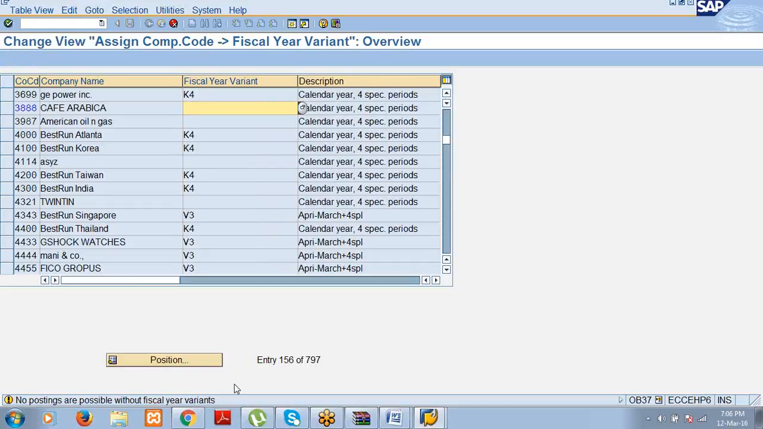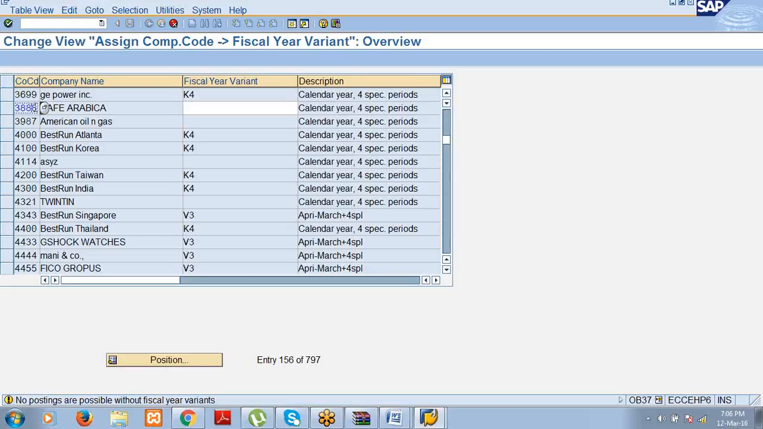I told you, it is mandatory that every company code should be assigned a fiscal year variant, right? See, the cursor is against this company code 3888. For this company code, the system is saying that the fiscal year variant was not assigned. It's not our company code. This company code might have been created by another student in the class, and he has not yet assigned the fiscal year variant for his company code. That's why it is giving the warning message.